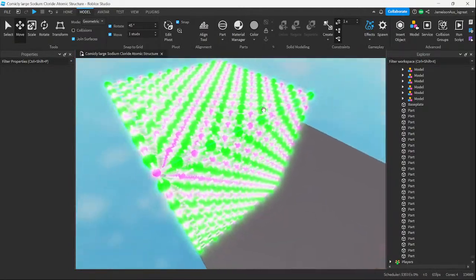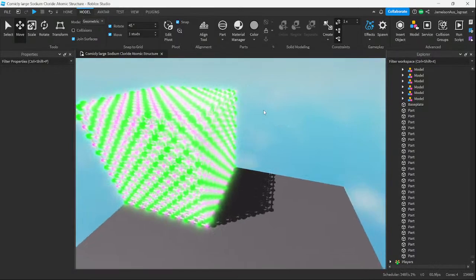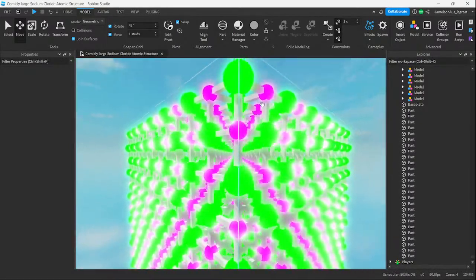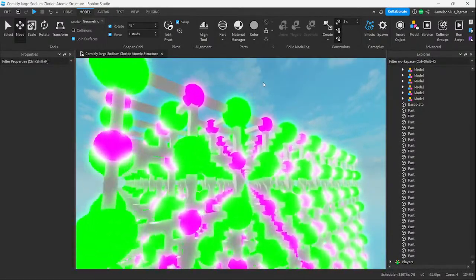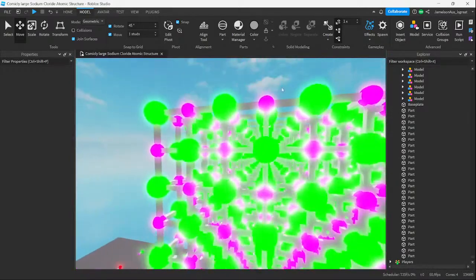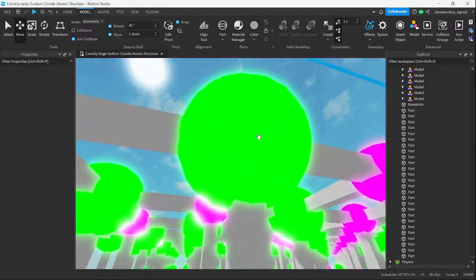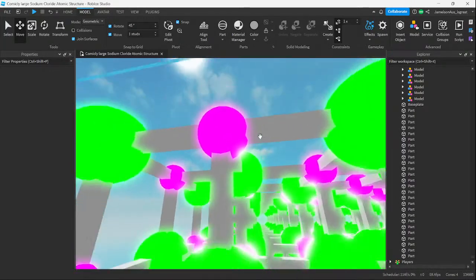So this is roughly what ionic network lattice looks like. And this is just with the salt configuration. Green is chlorine, purple is sodium.